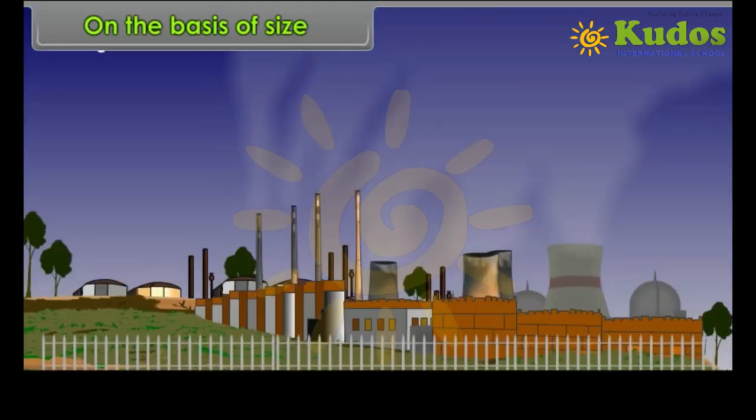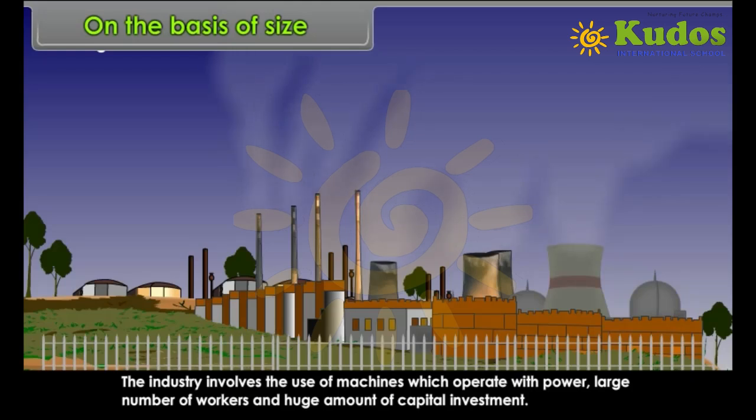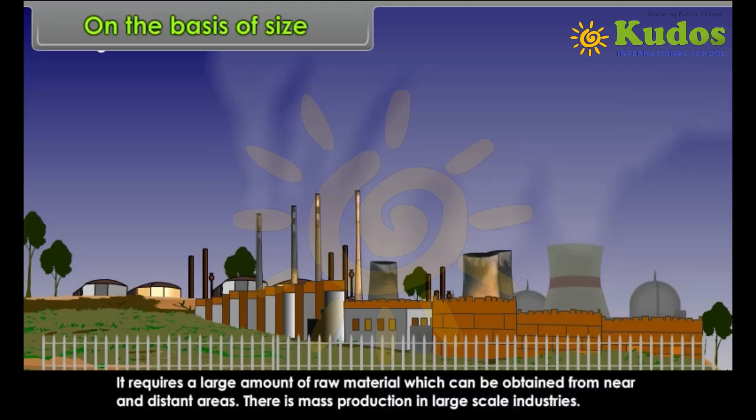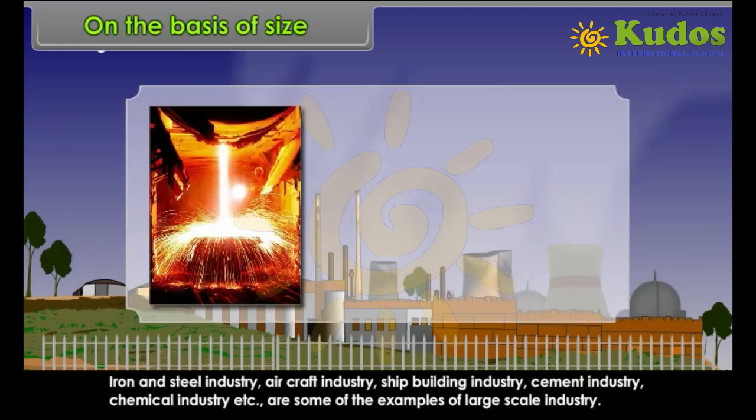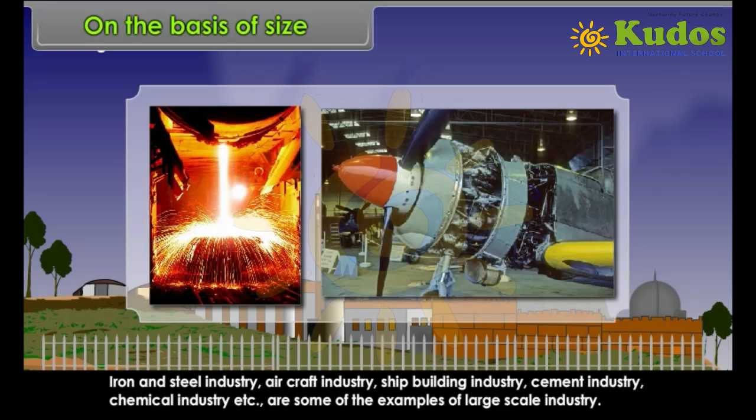Large-scale industries. The industry involves the use of machines which operate with power, a large number of workers and huge amount of capital investment. It requires a large amount of raw materials which can be obtained from near and distant areas. There is mass production in large-scale industries. Iron and steel industry, aircraft industry, shipbuilding industry, cement industry, chemical industry, etc. are some of the examples of large-scale industry.